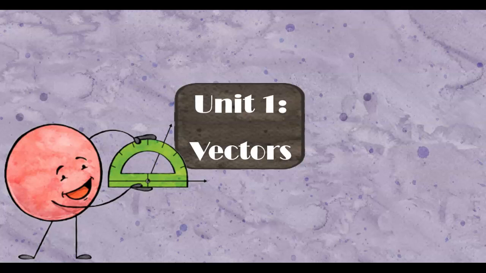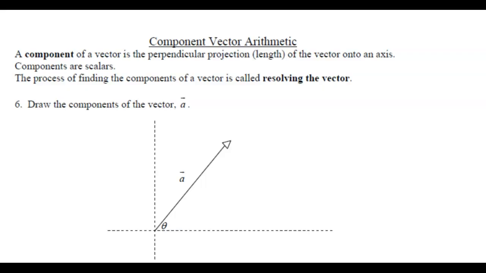Okay, today we're going to look at more to do with vectors. We're going to look at their components. So when we look at a vector, we can break that vector into what we refer to as components. That is the perpendicular projection, so the length of the vector onto an axis. So if I'm looking at this vector, the projection onto the x-axis would look like this.